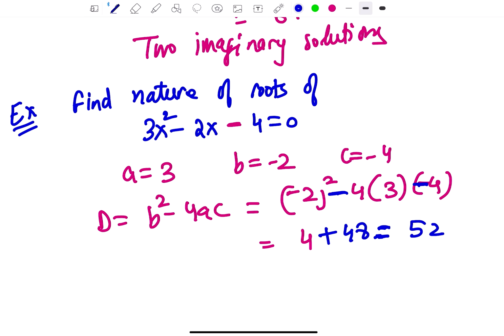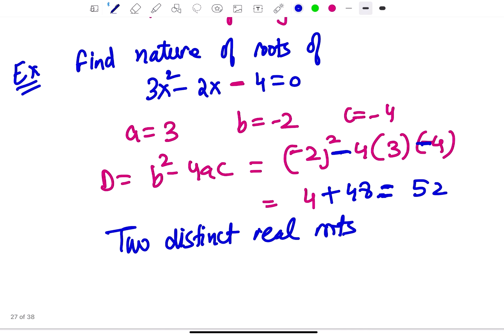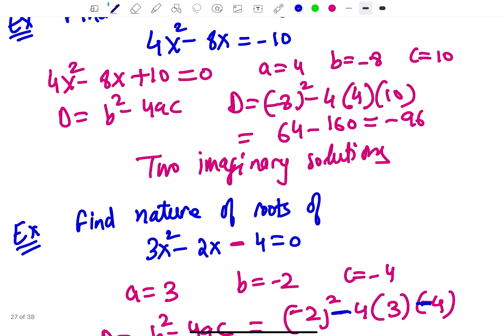Again, it doesn't matter what number we get. All that matters is the sign. If it's a positive answer for the discriminant, then we will have two distinct real roots. And we can find them using the quadratic formula. Let's quickly go ahead and do that.